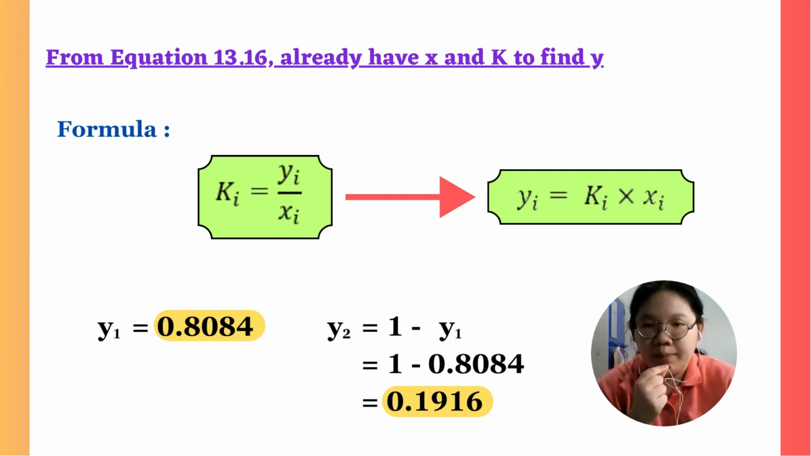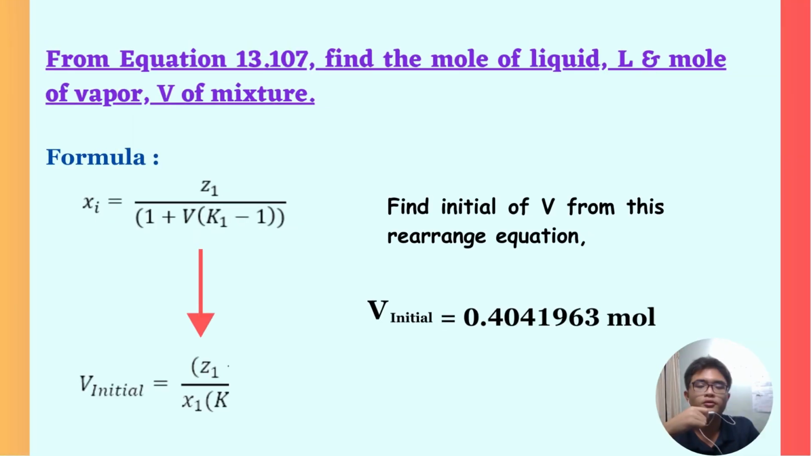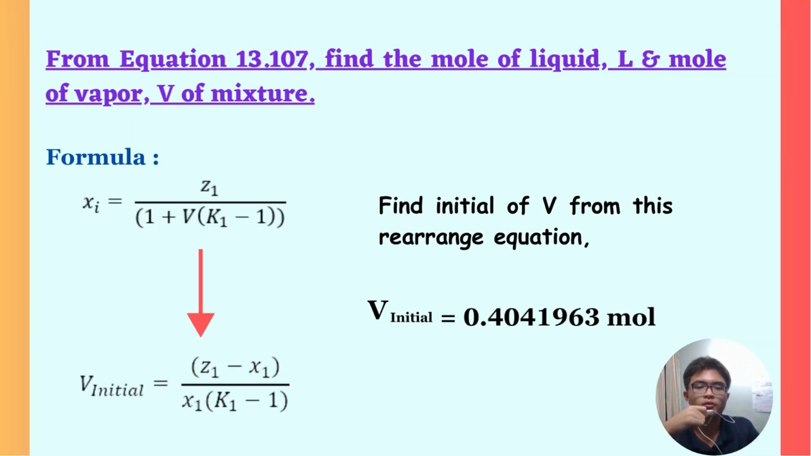From equation 13.16, we can calculate the vapor phase mole fraction by multiplying the K value with the x value. Therefore, the vapor phase mole fraction for ethane is 0.8084, while for propane is 0.1916.